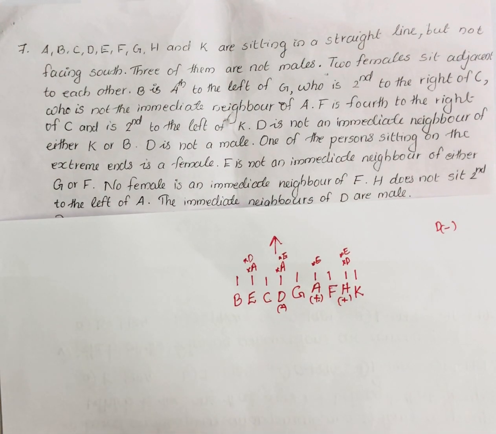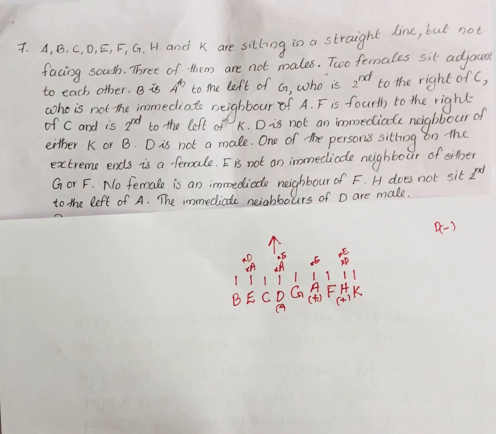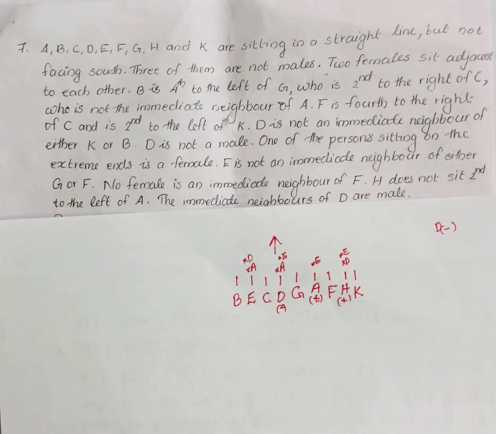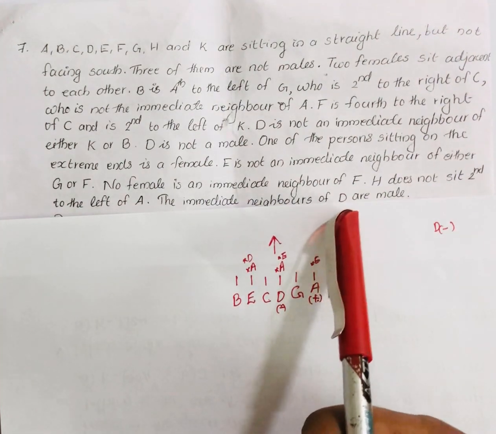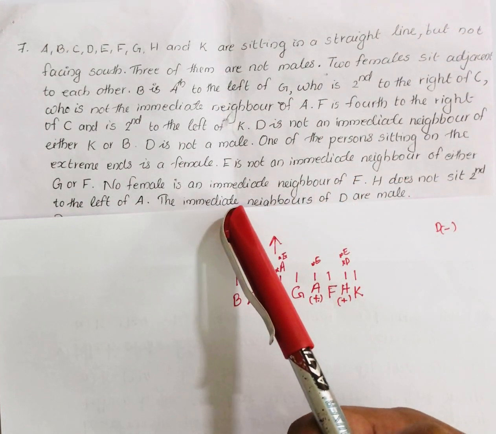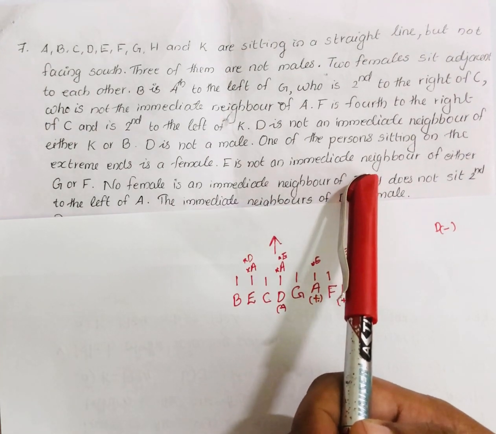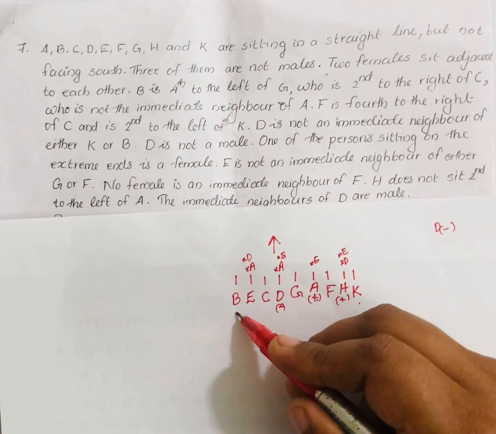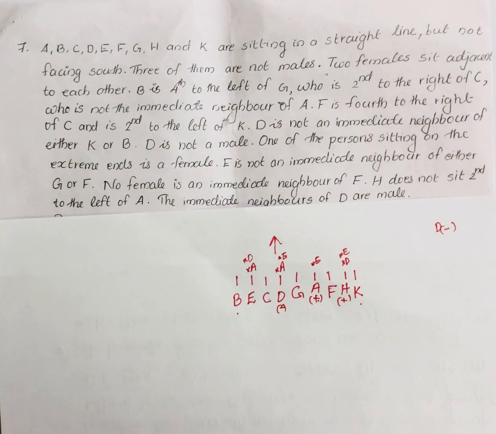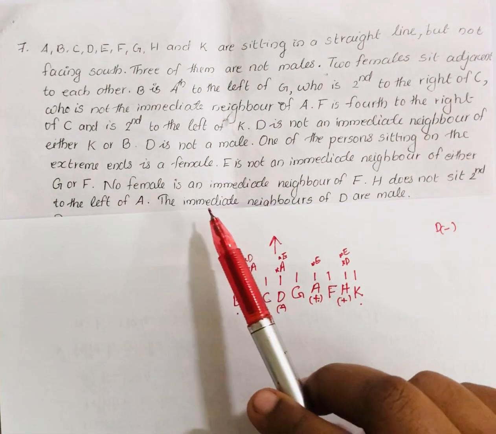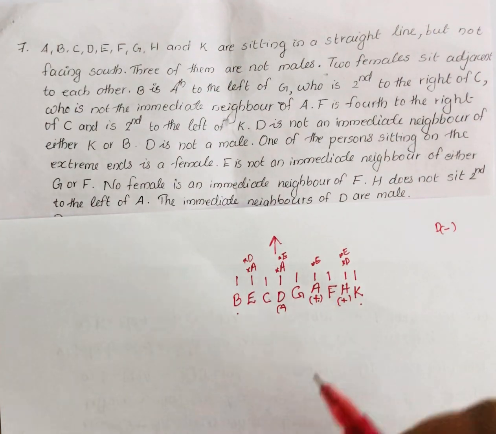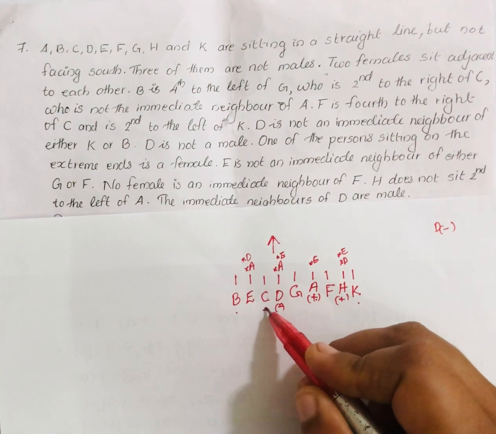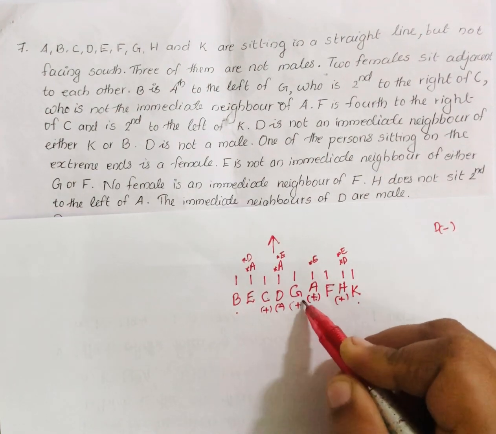And in this question, 3 of them are not male, means 3 females are there. And 2 females sit adjacent to each other. And one more thing, one female is sitting at one end. So either K can be female or this one can be female, and two females sit adjacent to each other also. And the immediate neighbors of D are male. Immediate neighbors of D are male means these two are also male members.